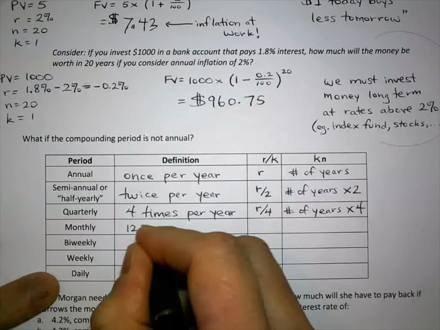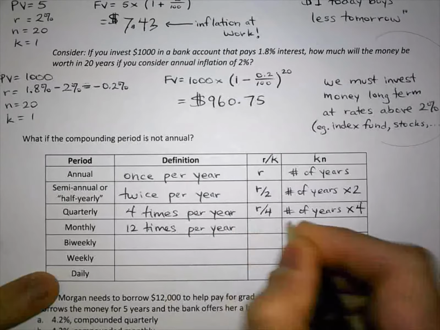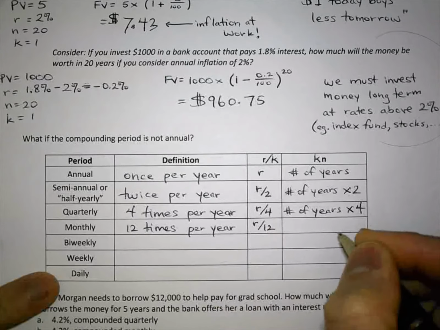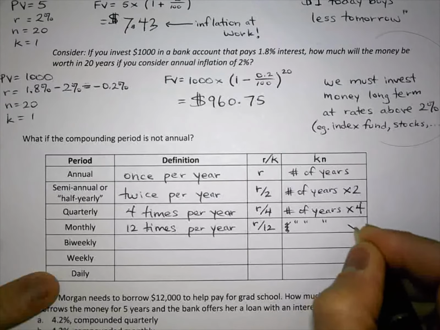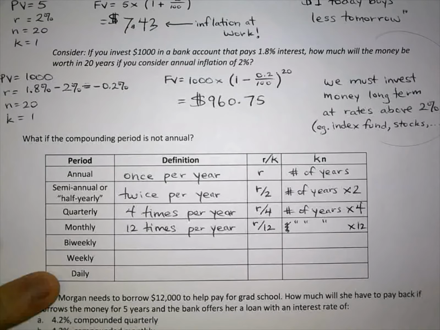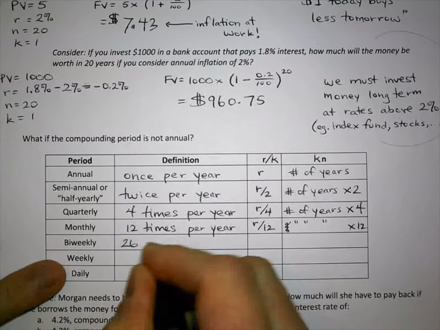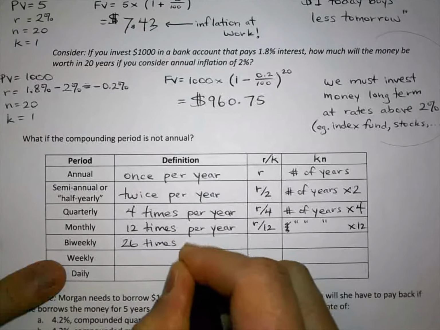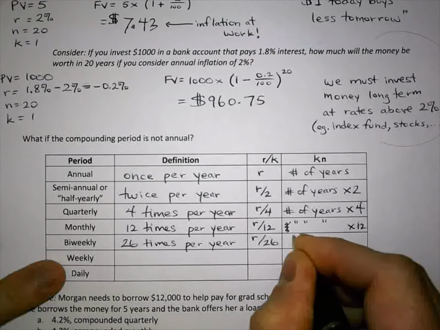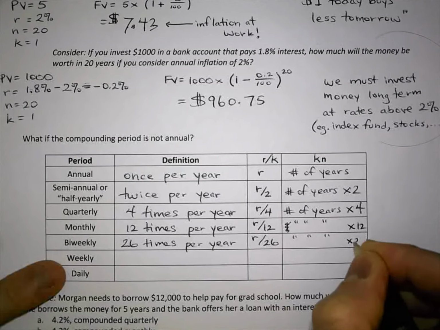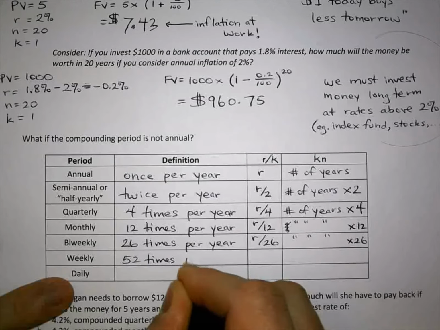Monthly would mean that you get interest 12 times per year, every month. So whatever your rate is, you have to divide it by 12, and you're getting that amount of interest 12 times per year. Bi-weekly would mean every other week, so 26 times per year. Just so we have complete notes here, 52 weeks per year. Weekly, obviously, is 52 times per year.